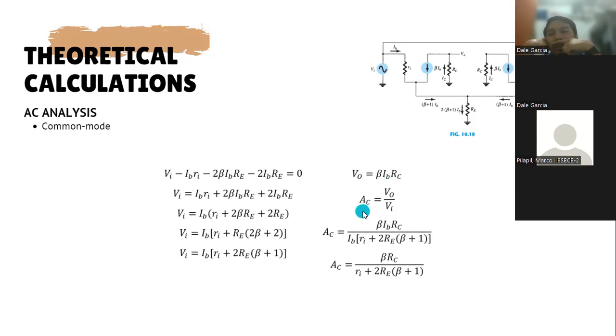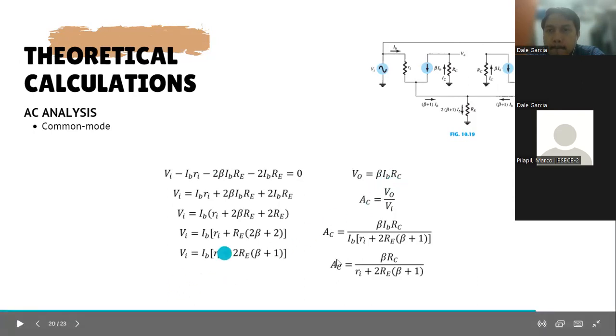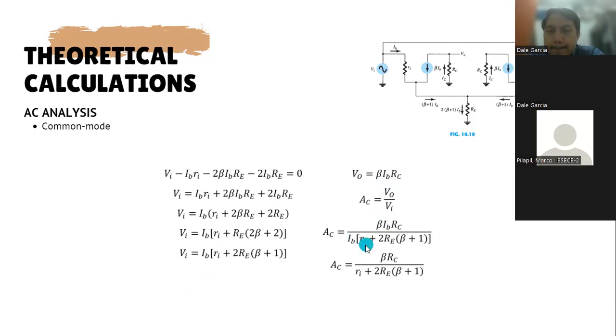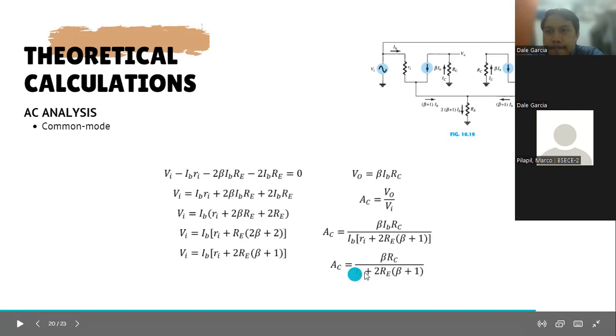Finally, the AC voltage gain, or the common mode voltage gain, is again equal to output over input. So you just substitute the two formulas that we derived. You have AC is equal to beta IB RC over IB times RI plus 2 RE, beta plus 1. Cancel out the two IBs and you have common mode voltage gain is beta RC over RI plus 2 RE, all multiplied by beta plus 1.